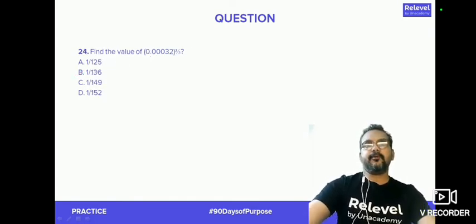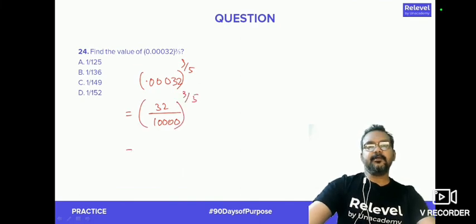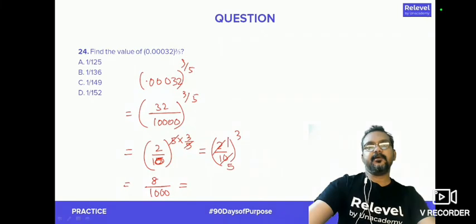Number 24. We have 0.00032 to the power 3/5. So that's basically 32 divided by 10 to the power 5, to the power 3/5. Now 32 is 2 to the power 5. So it is 2 by 10 whole to the power 5 multiplied with 3 by 5. So it is 2 by 10 whole cubed. So it is 8 by 1000. Or you can just cancel here as 1/5 and write it as 1 divided by 125. So that is option A.